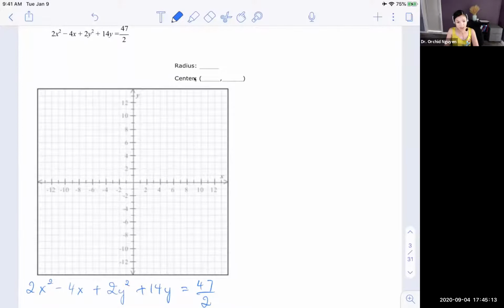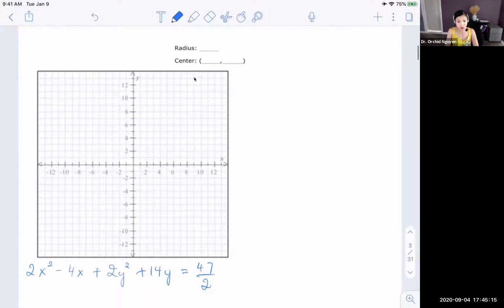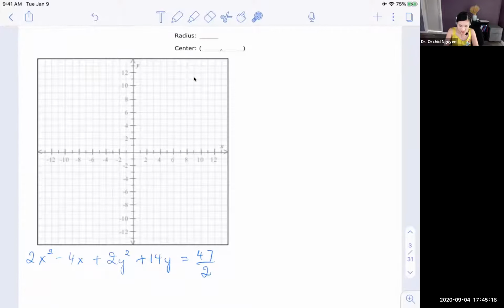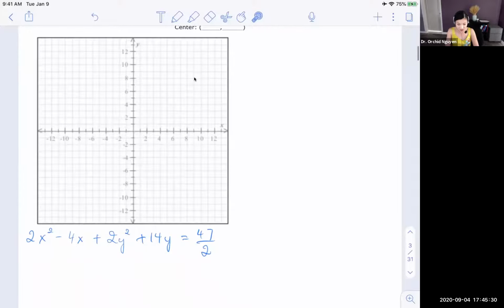Now, don't forget that when you complete the square, you are not allowed to have anything other than 1 for a. So you see right here, we have 2x squared and we have 2y squared. And hopefully you can recognize that everything is divisible by 2. So I can just divide everything by 2, so I can get 1 for a. You can think of it as multiplying by 1/2.